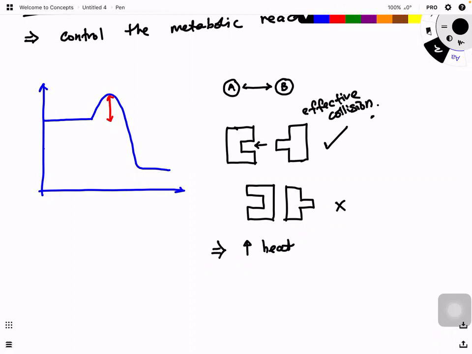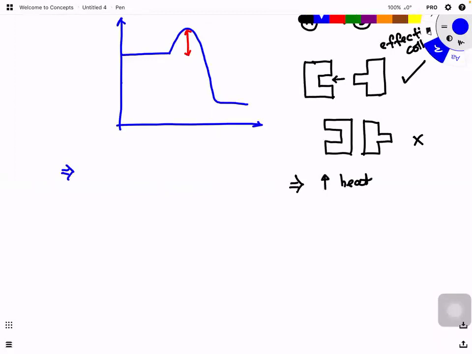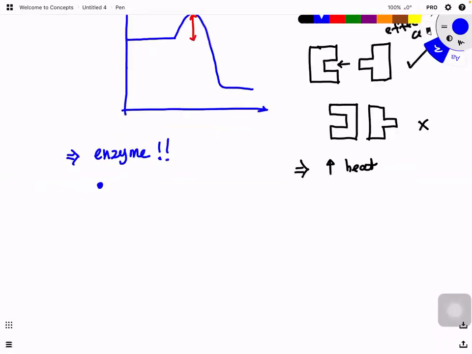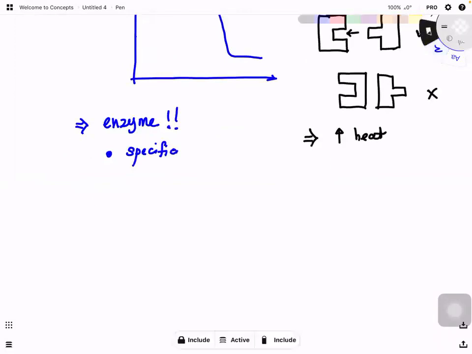So how can we control the metabolic reactions? We control them by using enzymes. Enzymes have two functions here. When talking about enzymes, definitely we deal with specificity. The enzymes are specific, meaning they only allow a particular reaction to take place.